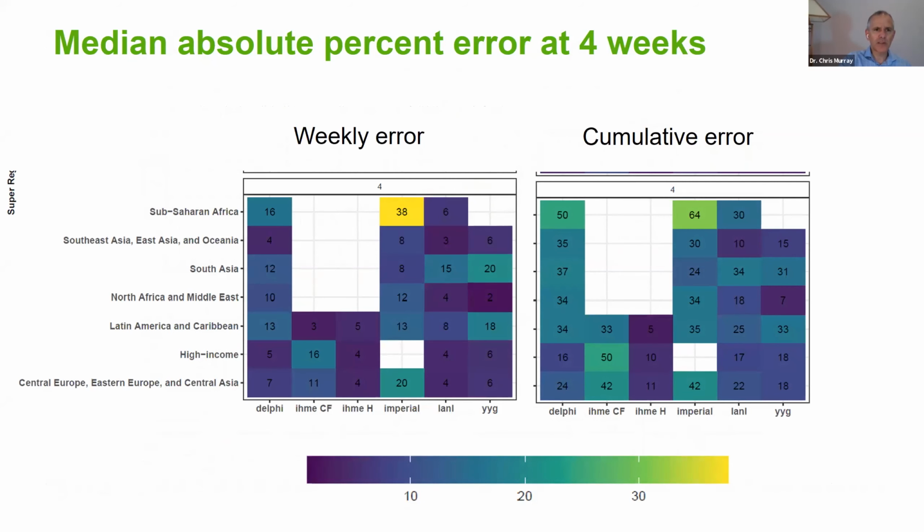Here's a more formal assessment overall. This is error at 4 weeks, both in terms of the weekly death estimate and the cumulative death estimate. And here we've added to this diagram the Imperial College models.